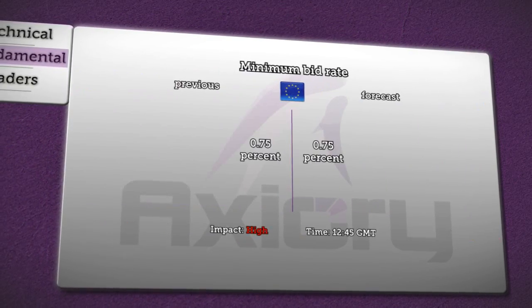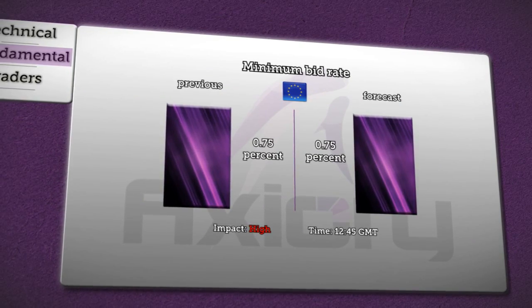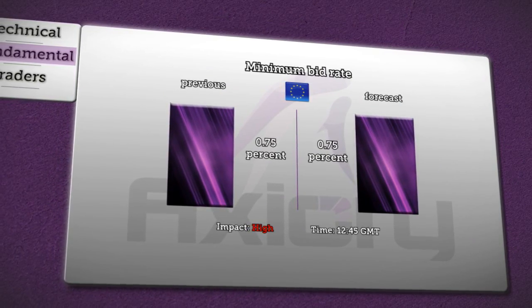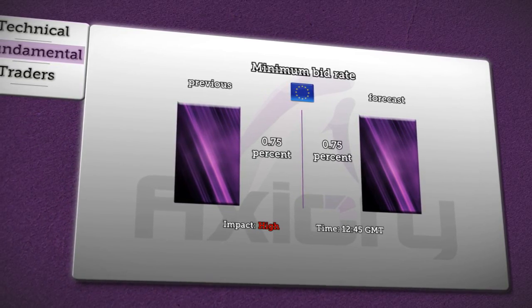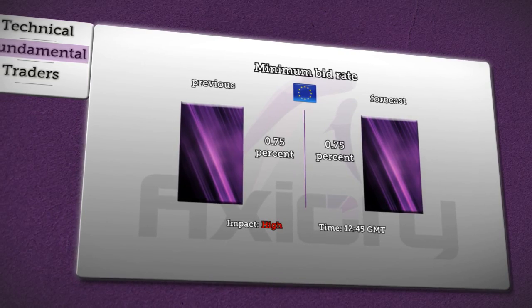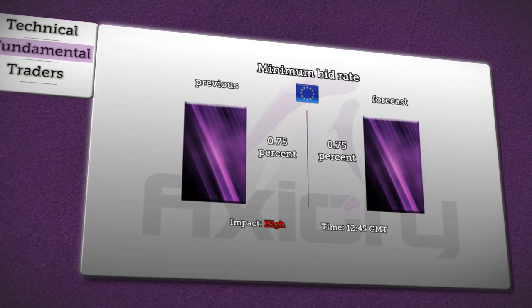In addition, ECB is going to release their numbers about minimum bid rate at 12:45 a.m. GMT, which is also expected to remain unchanged but at higher level of 0.75%. This news will have a high impact on the euro.